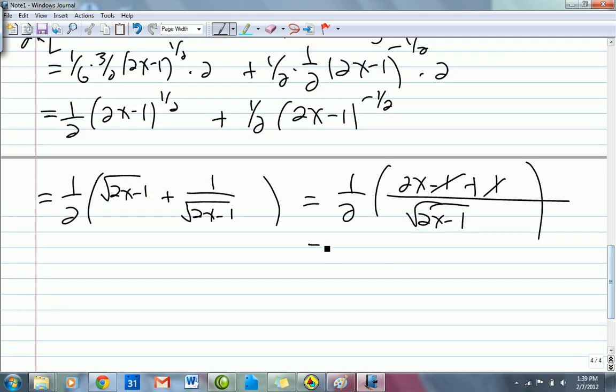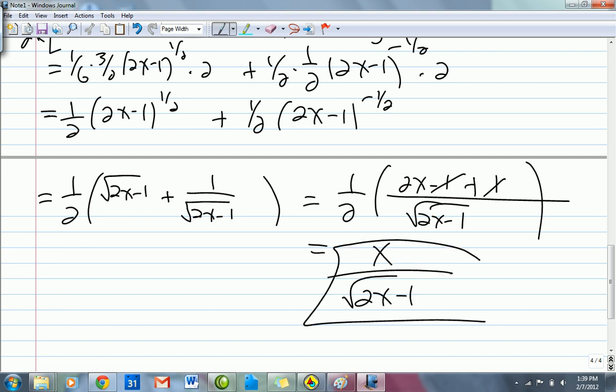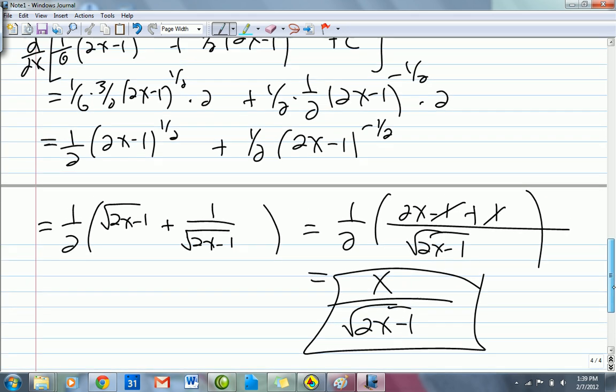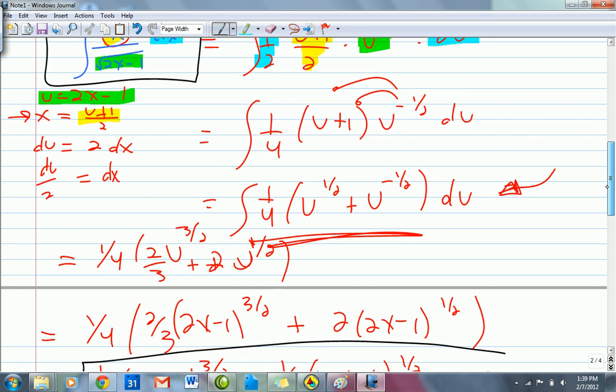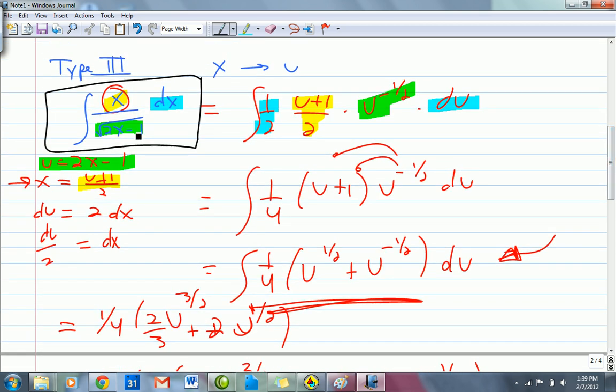Nice. And I'm left with 1/2 times 2x. Oh, the 2's cancel. And ooh, Yahtzee. Okay, that's exactly what I want. X over root 2x minus 1. Bingo.